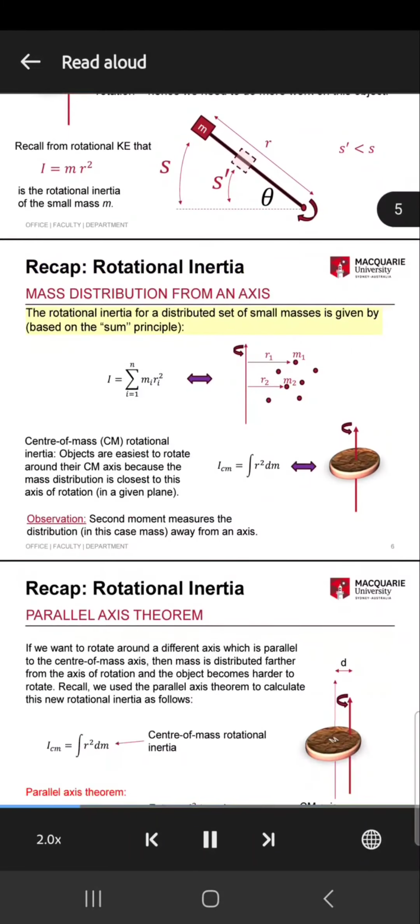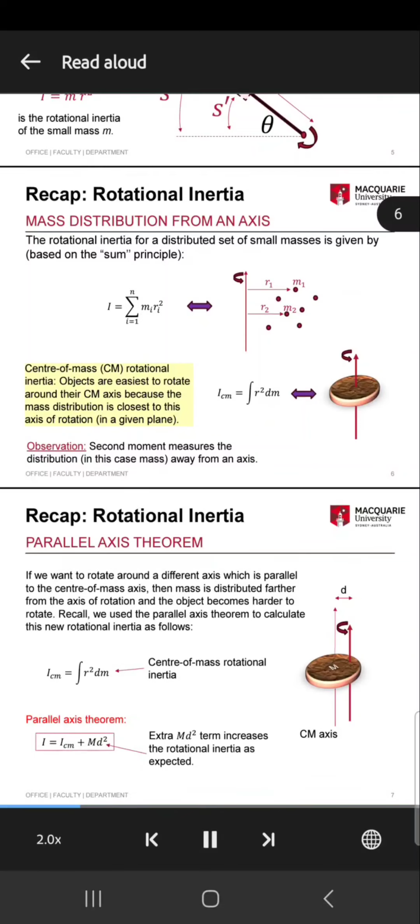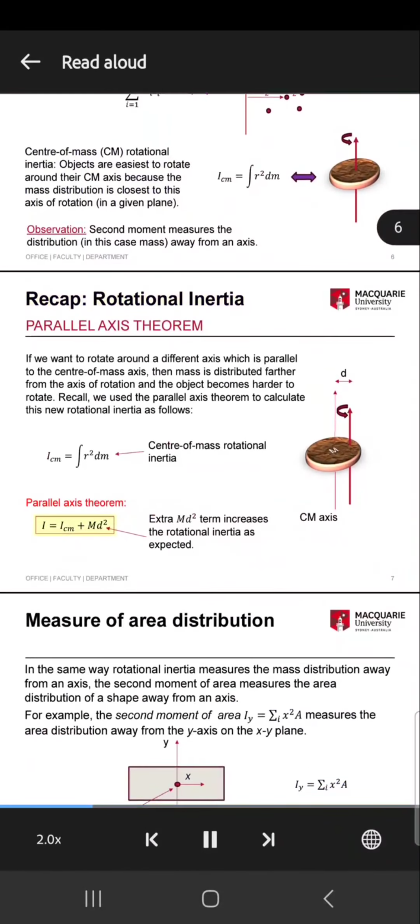Recap. Rotational inertia. The rotational inertia for distributed small masses is given by the sum principle. Center of mass rotational inertia. An object rotates around the center of mass axis with the mass distribution close to the axis of rotation in a given plane. I equals I sub cm plus M d squared.